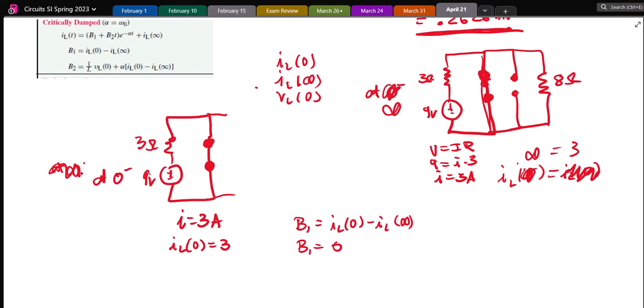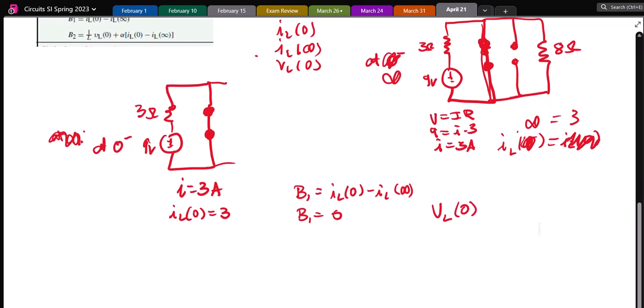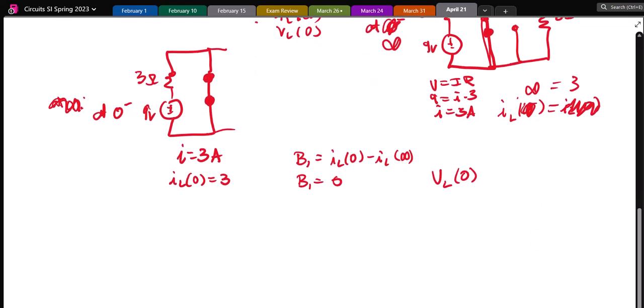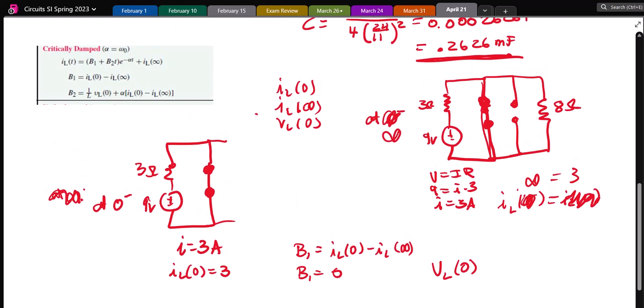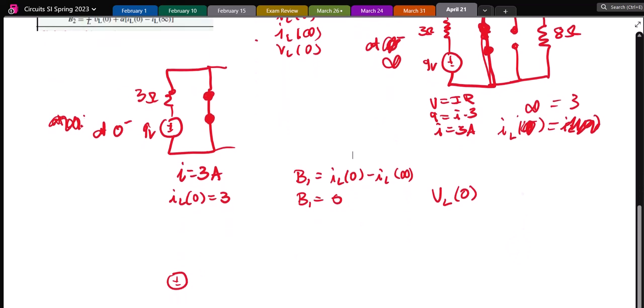Now we also need vL at 0. So vL at 0. Let's take a look at 0. You sure it's not vC? No, it's vL. Yep. Okay.